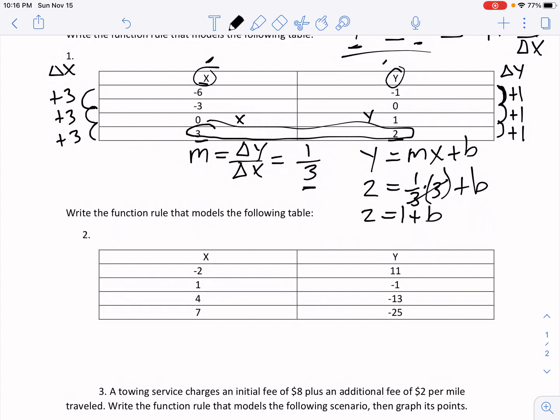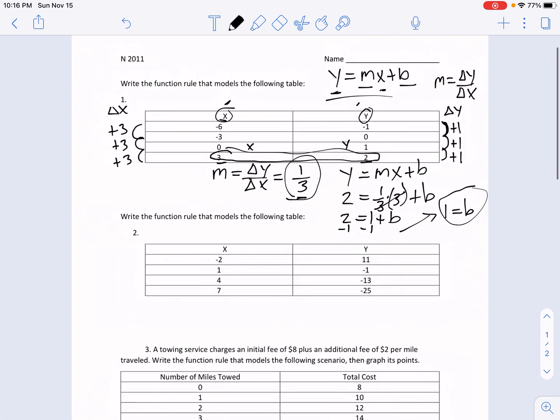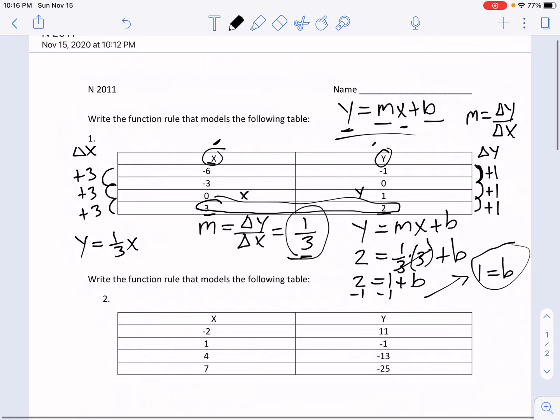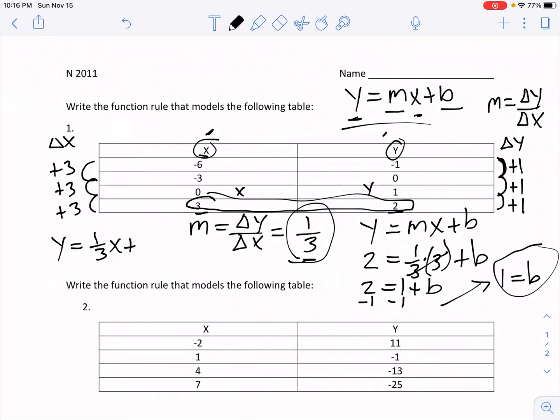Now, to get b by itself, we have a positive 1, subtract 1 from both sides. And over on this side, I'm going to write it 2 minus 1 is 1. So we get 1 equals b. Okay? So now I have an m and I have a b. So writing our equation, it would be y equals m, which is 1/3, x plus b. b is a positive 1. So this would be my answer.